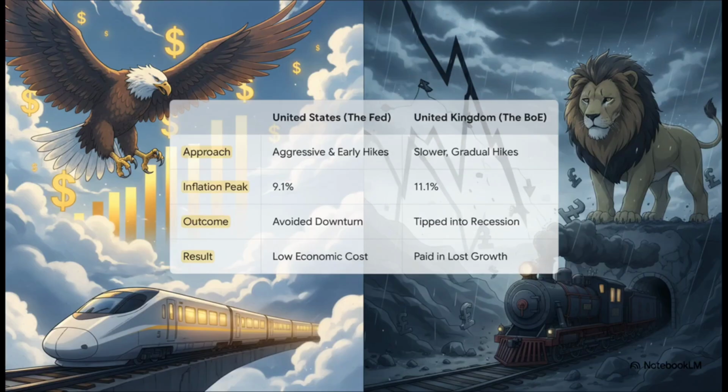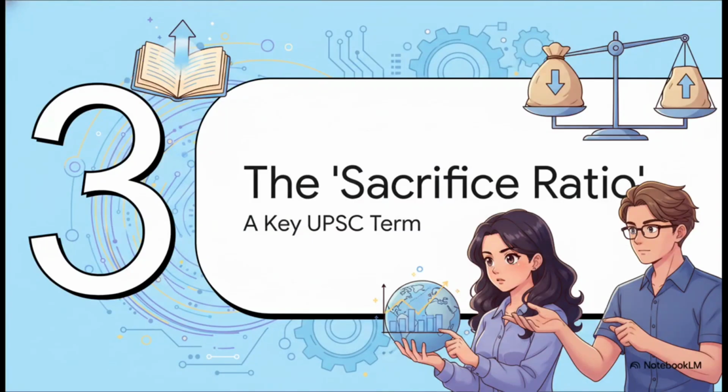The UK, on the other hand, ended up tipping into a recession. It paid a very, very heavy price and lost economic output to get its inflation down. Now, this huge difference in outcomes between the US and the UK, it brings us to a really crucial economic concept for your mains exam.